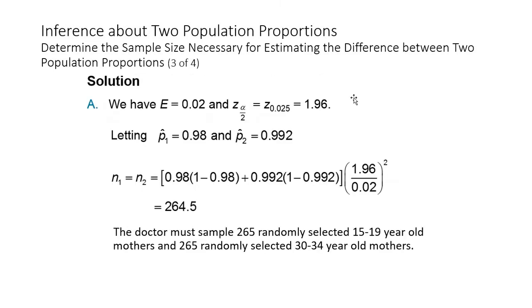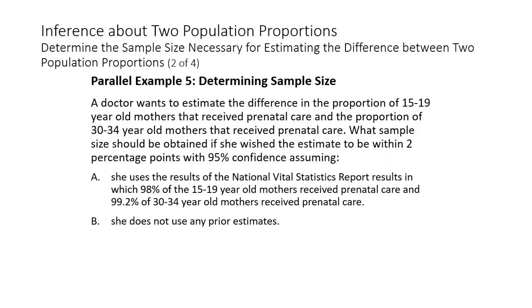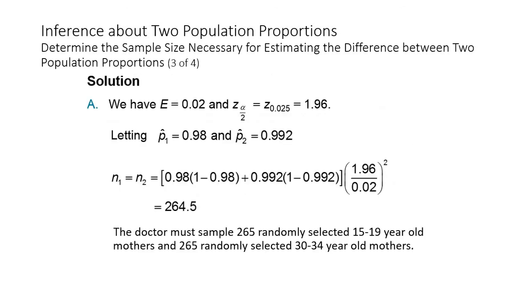So for the sample size for the first estimation, we know the margin of error is 2%, and we compute Z sub alpha divided by 2. We know that alpha is 5%, so alpha divided by 2 is 2.5%. So Z sub alpha divided by 2 is 1.96. We know how to compute that. Go back to the previous video to see how we compute it using Excel. We don't compute P1 hat. P1 hat is given in the question. The first assumption is 98%, and P2 hat is 99.2%.